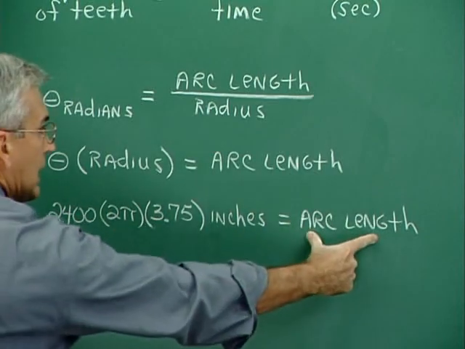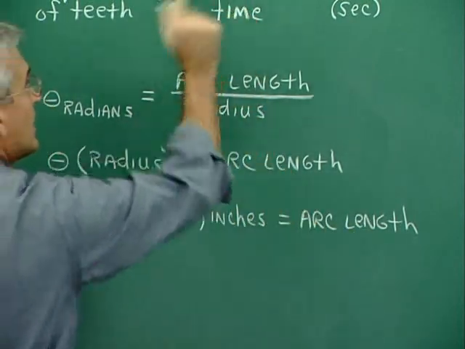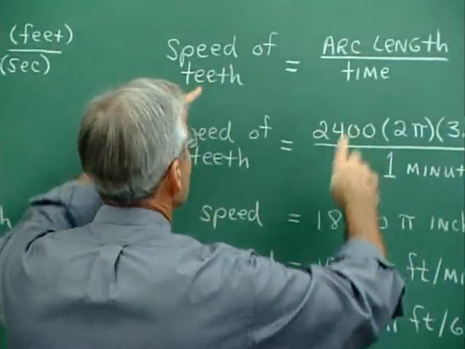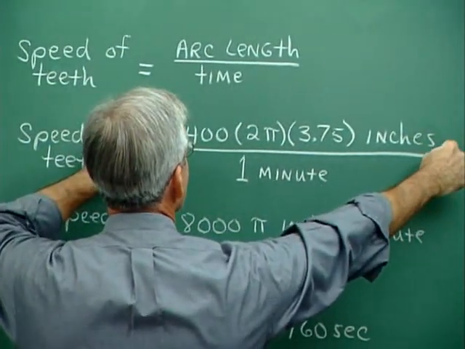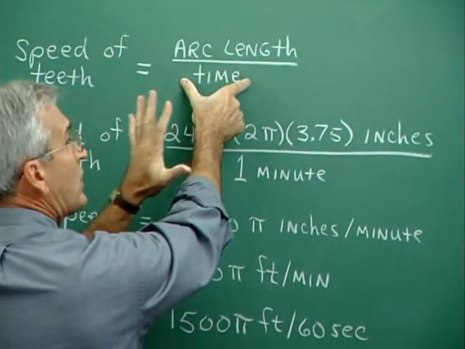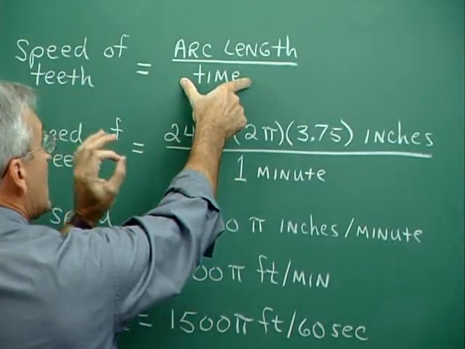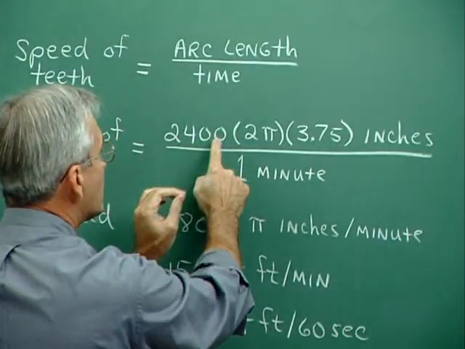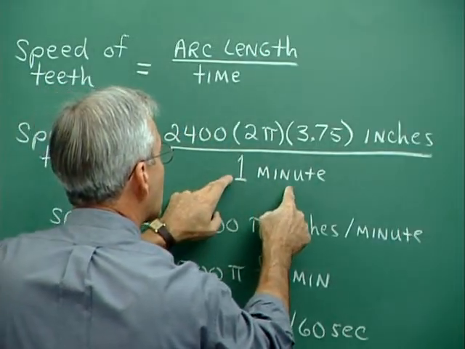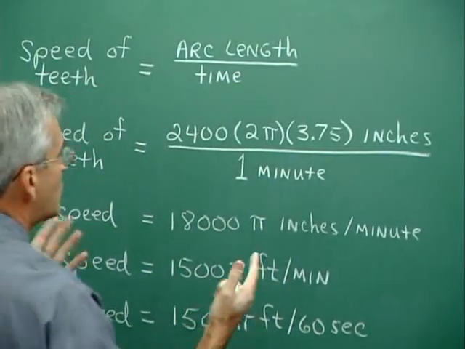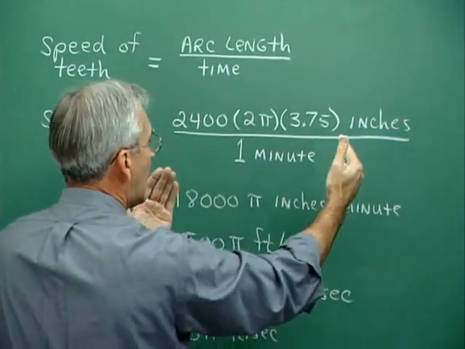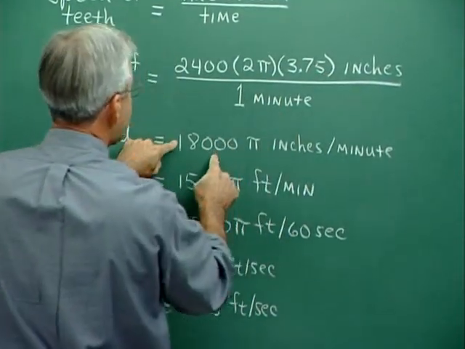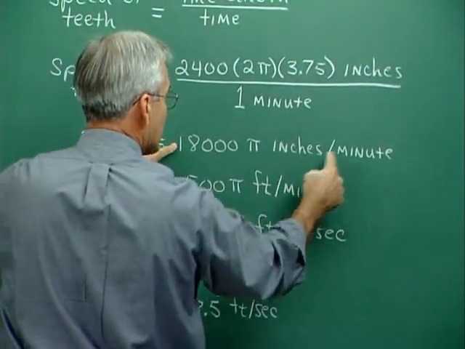Okay, now with arc length, let's put that information back up here in the numerator. But it's in inches now. We're going to need to change it to feet in a minute. So this arc length is this many inches. And the time over which this is occurring, you see, since it was 2,400 revolutions per minute, RPMs, our time frame is 1 minute. So now all we have to do is change our inches into feet and our minutes into seconds, and we're clear here. Multiplying here, we get 18,000 pi, and this is in inches per minute.